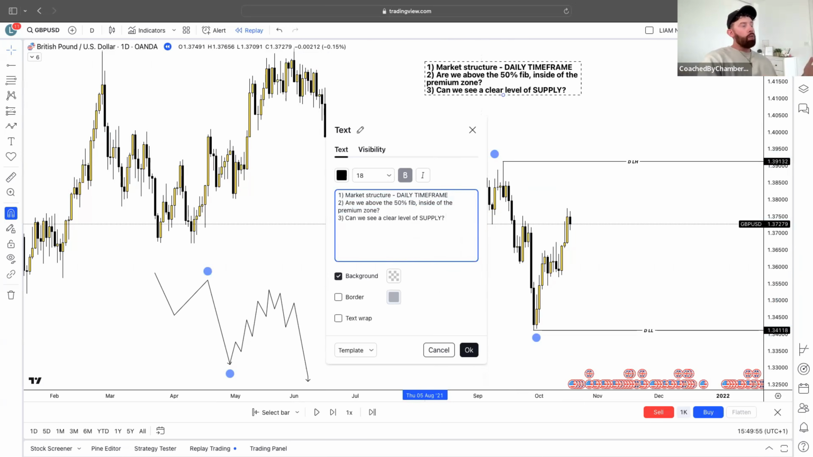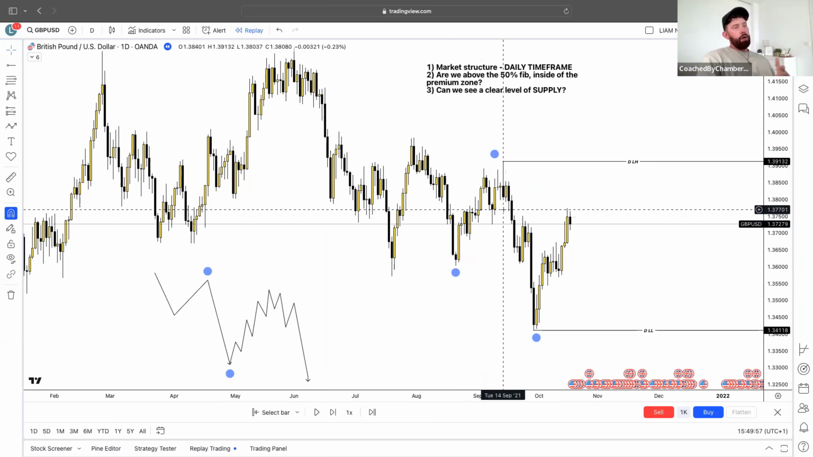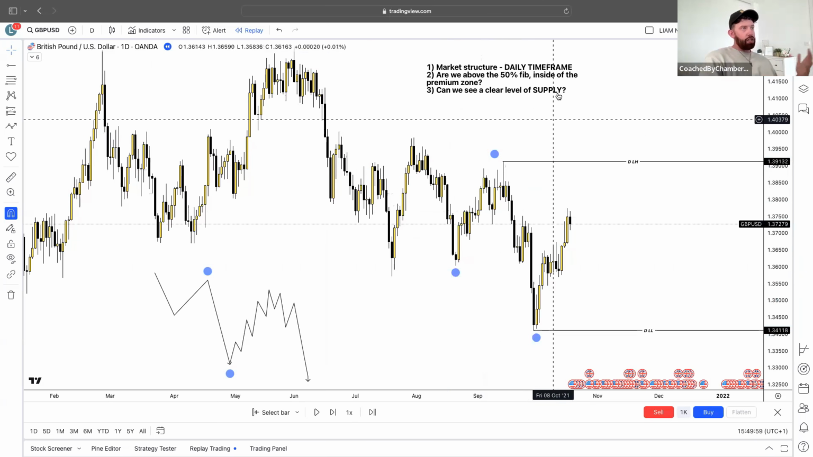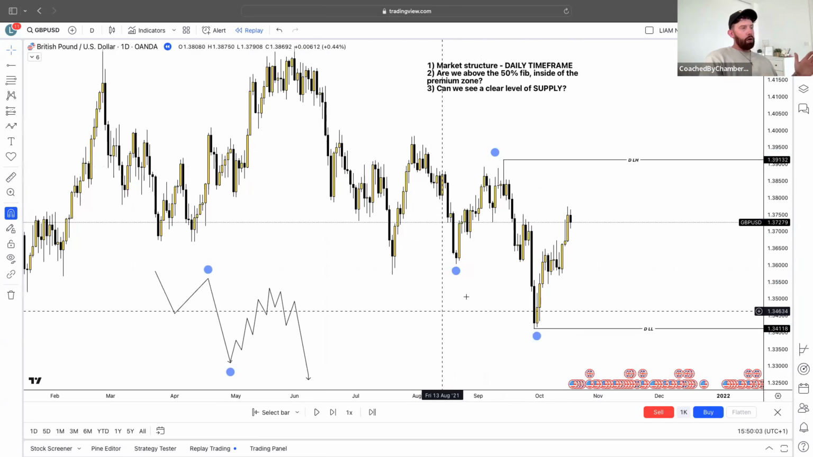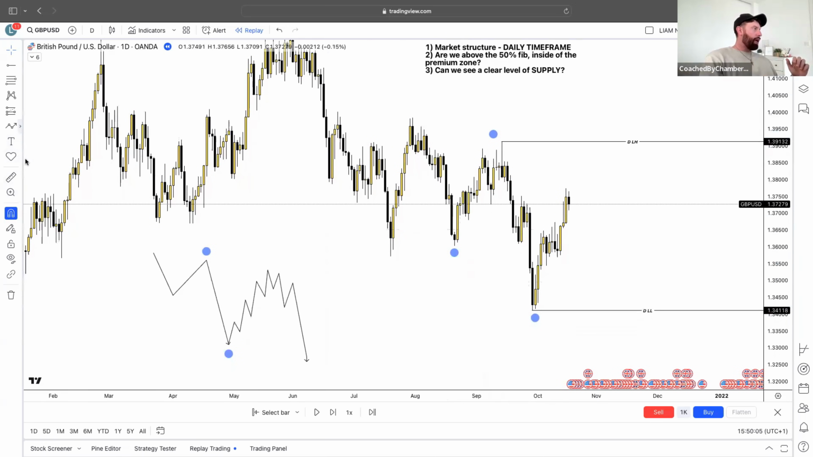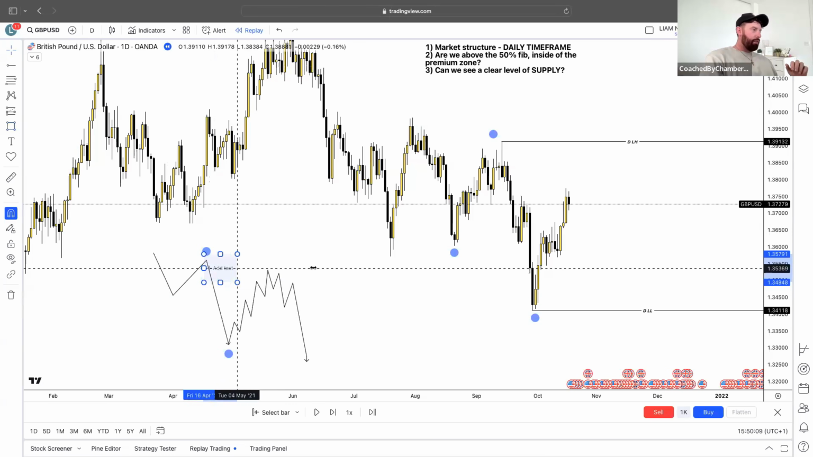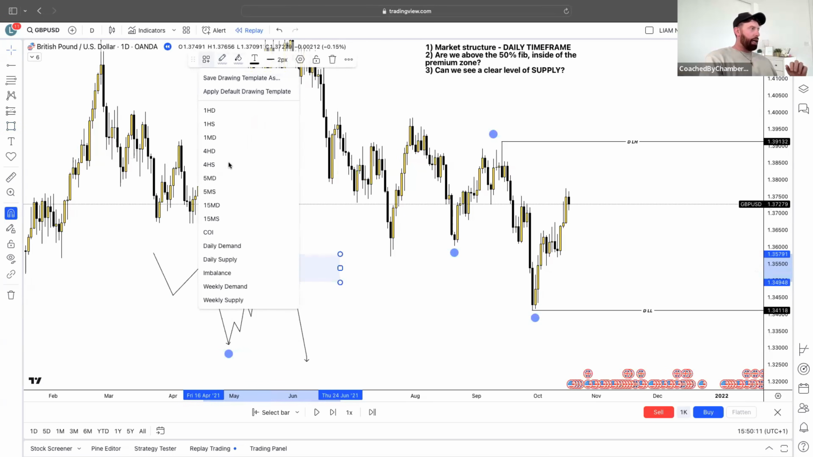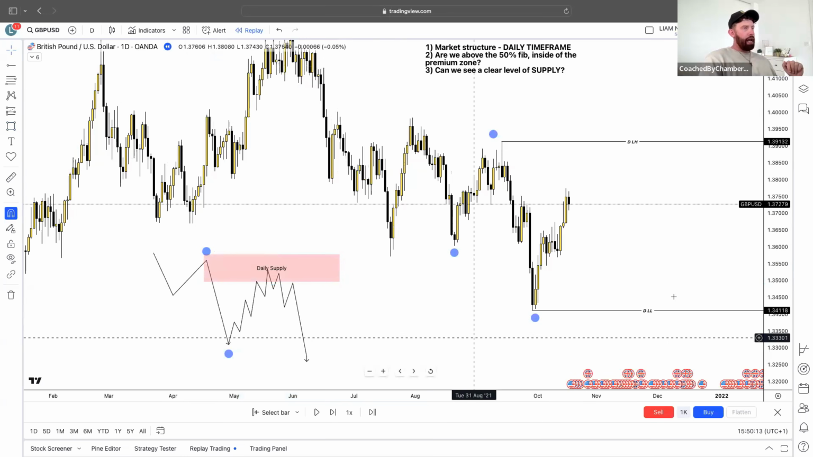So again, if it's a downwards trend, we obviously look for a supply zone. If it's an upwards trend, we'll look for a demand zone. As we're looking at this currently, we want to be able to see the market retrace and have a clear daily supply area. So daily supply area.